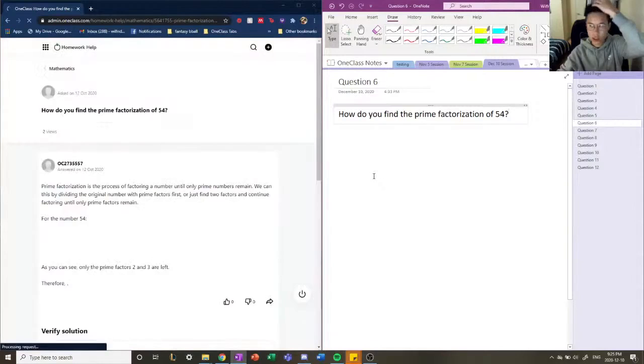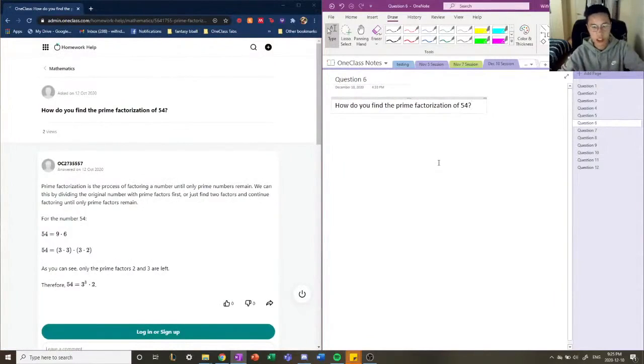So it's another question about prime factorization. Instead, it's about 54. So let's list out all the factors for 54 first. Okay, let's list out all the pairs of factors. Okay, so we have 54 here. Well, first of all, we have 1 and 54, which doesn't really help because it's redundant to us.